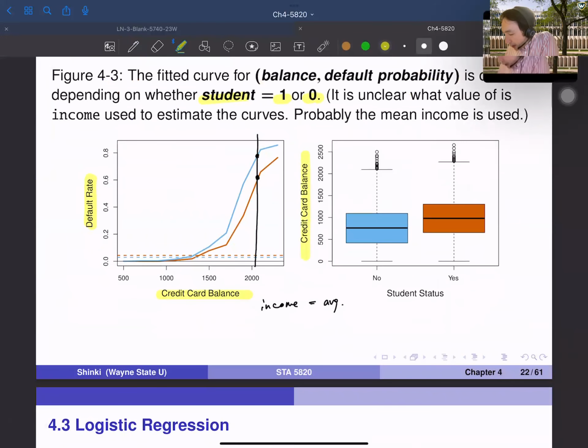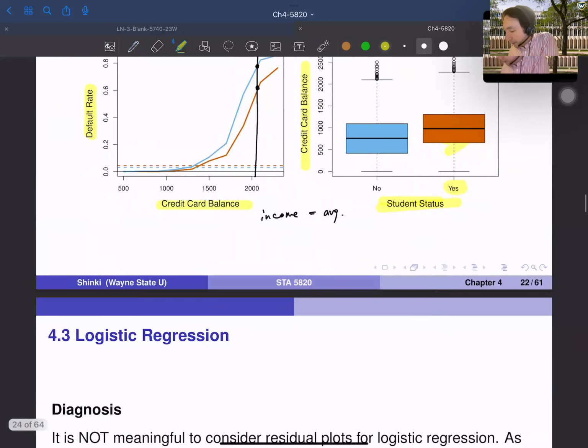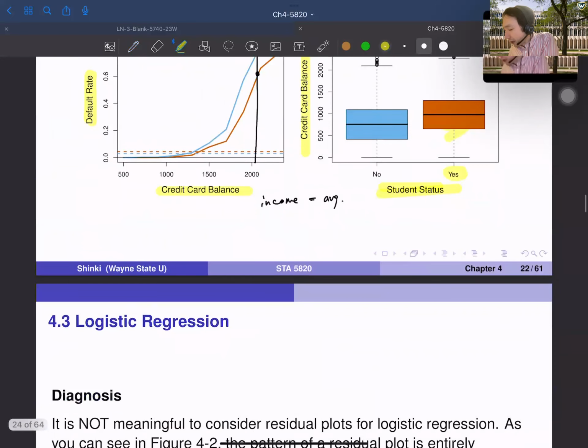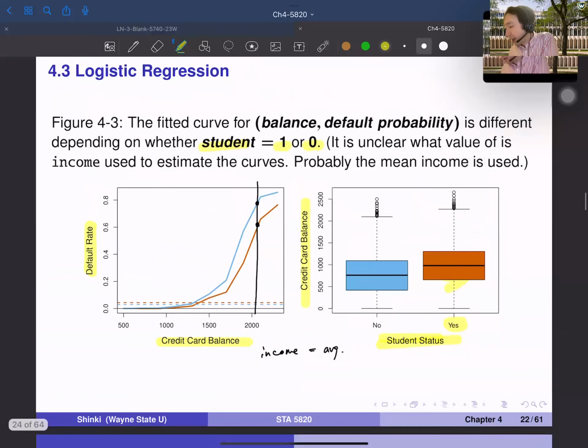So this is the credit balance, and this is student status. If a person is a student, the credit balance is actually higher. But if the balance is the same, students have a lower default rate. So we have to be careful about the interaction of two variables, right? People always only look at a very limited amount of data. This is political, but for example, think about equality in employment, white and African American, and also male and female.